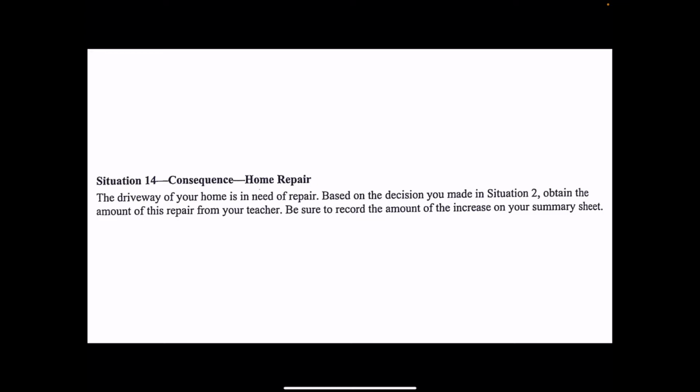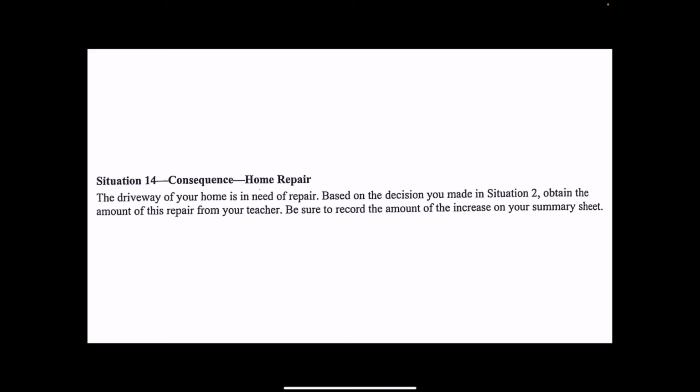Situation 14, a consequence, home repair. The driveway in your home is in need of repair. Based on the decision you made in situation 2, you're going to obtain the amount of repair from your teacher. So look back to situation 2, check your choice, and I will tell you what you're going to do.